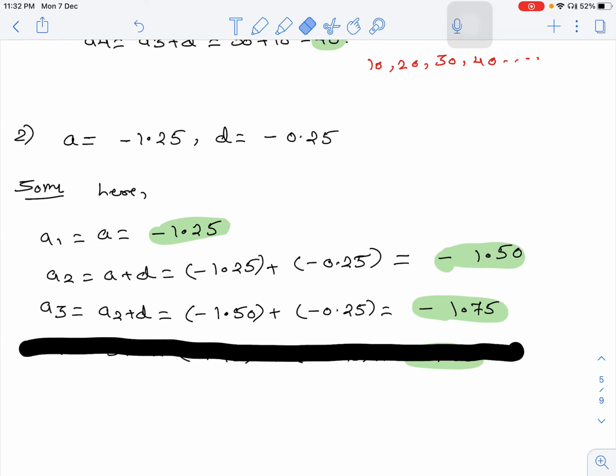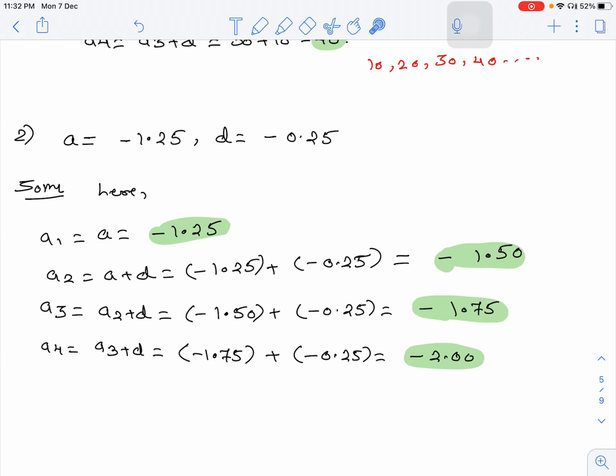And finally, our fourth term, that is A4, is given by the third term plus D. So the third term is minus 1.75 plus minus 0.25. Again, both are negative, so we can directly add them. So our answer will be minus 2.